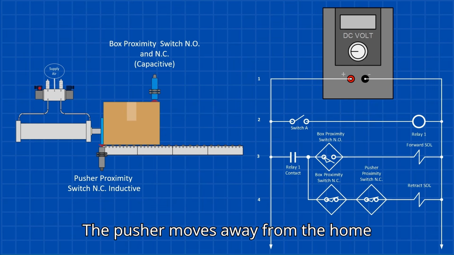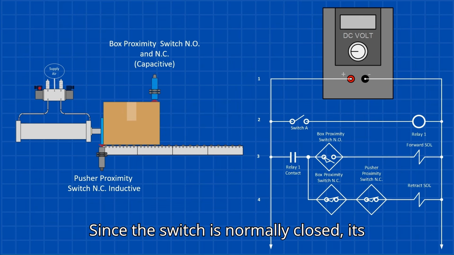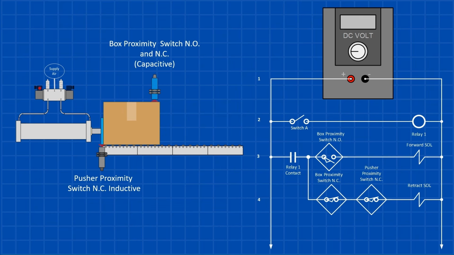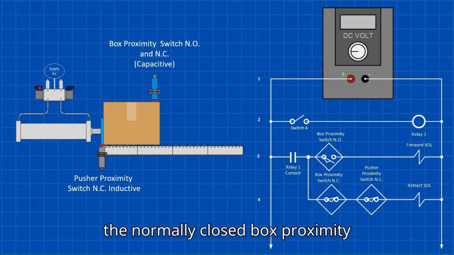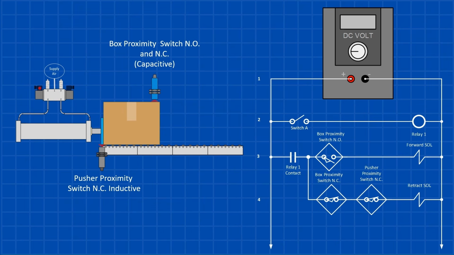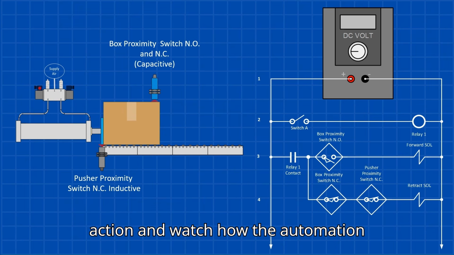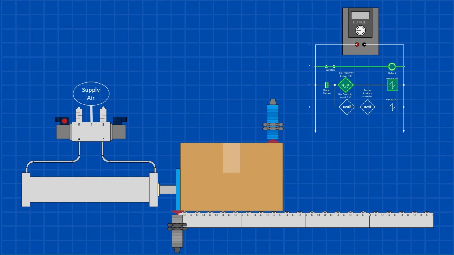The pusher moves away from the home proximity switch. Since the switch is normally closed, its contacts close. Once the cylinder fully extends, the normally closed box proximity switch activates, energizing the retract solenoid. Now, let's see this control circuit in action and watch how the automation actually works.